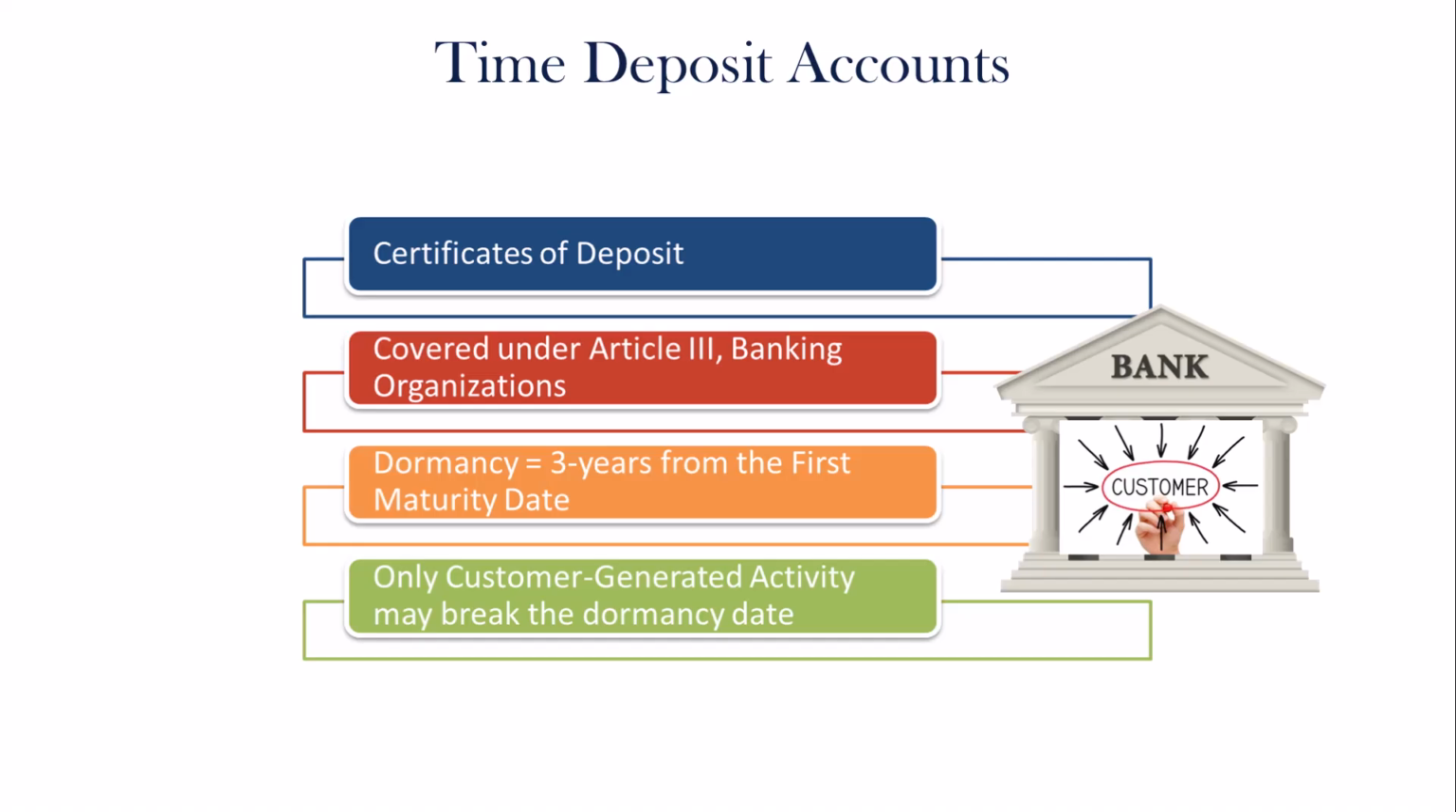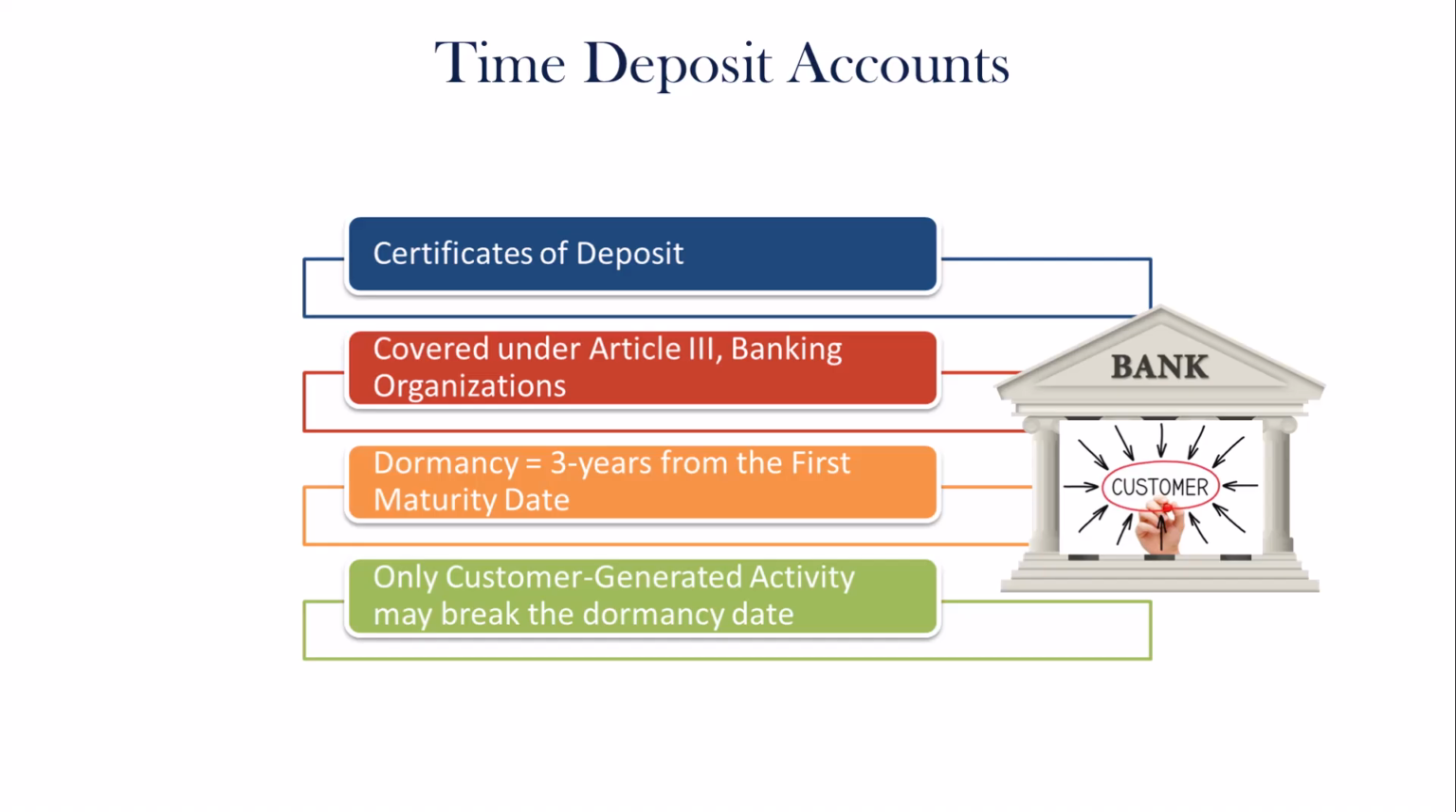Time deposit accounts become reportable to the New York State Office of Unclaimed Funds if the depositor or customer is a resident of New York State and the dormancy period has been met. What is the dormancy period? The dormancy period for a time deposit account begins on the maturity date and ends after 3 years. Only customer-generated activity may update the dormancy date.